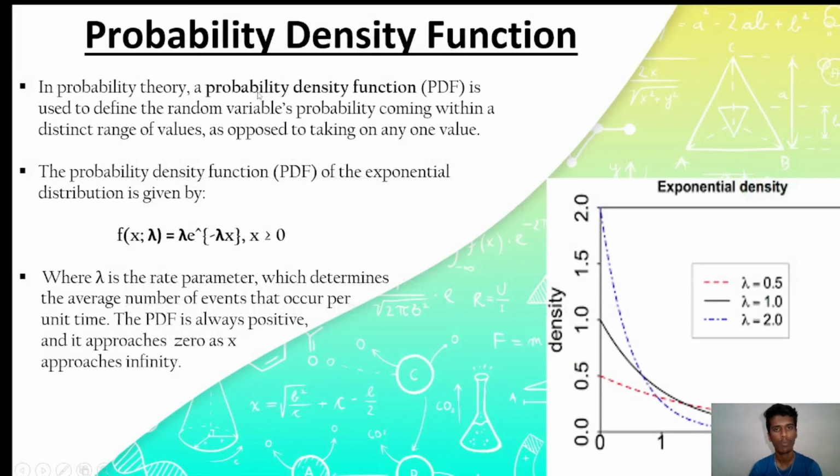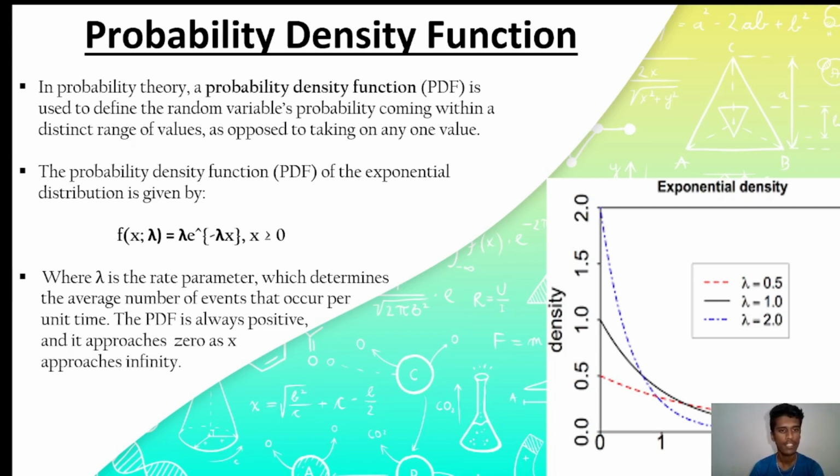Next, we're gonna see the probability density function. In probability theory, a probability density function is used to define the probability of a random variable coming within a distinct range of values, as opposed to taking on one value. In a probability density function, it's not going to take a chosen value. It's going to choose a value randomly and use it.